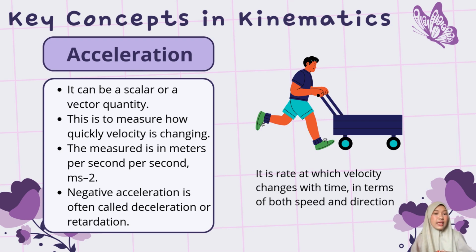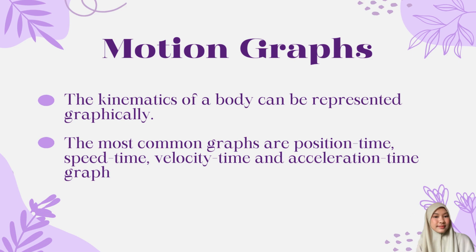Acceleration can be either a scalar or vector quantity, depending on whether the direction is considered. It is measured in meters per second squared. So acceleration is the rate at which velocity changes with time, in terms of both speed and direction.